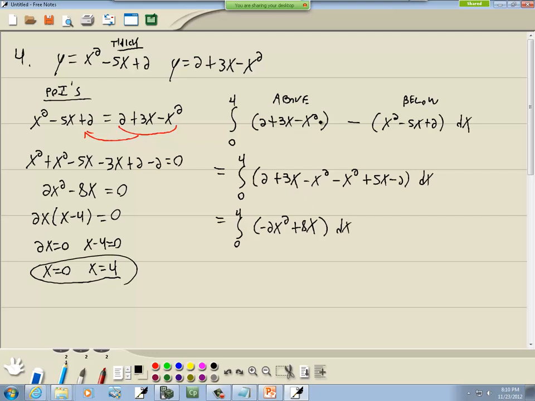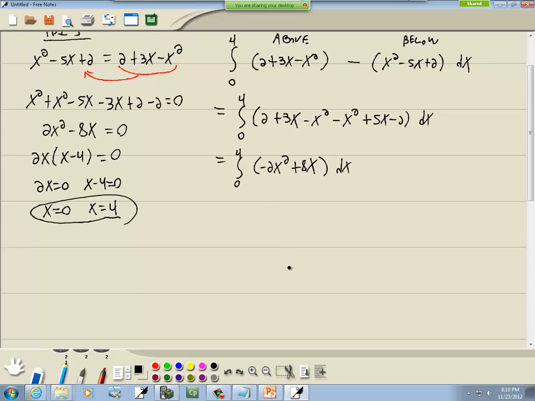Let me just double check that. Negative 2x squared, 3x plus, okay, that's right. So now we're ready to apply our formula. Remember, if you got extra power, you just add 1 to your power, divide by your new power. So that gives us negative 2/3 x to the third plus 8 over 2 x squared. Which gives us negative 2/3 x to the third. 8 divided by 2 is 4, so we've got 4x squared.